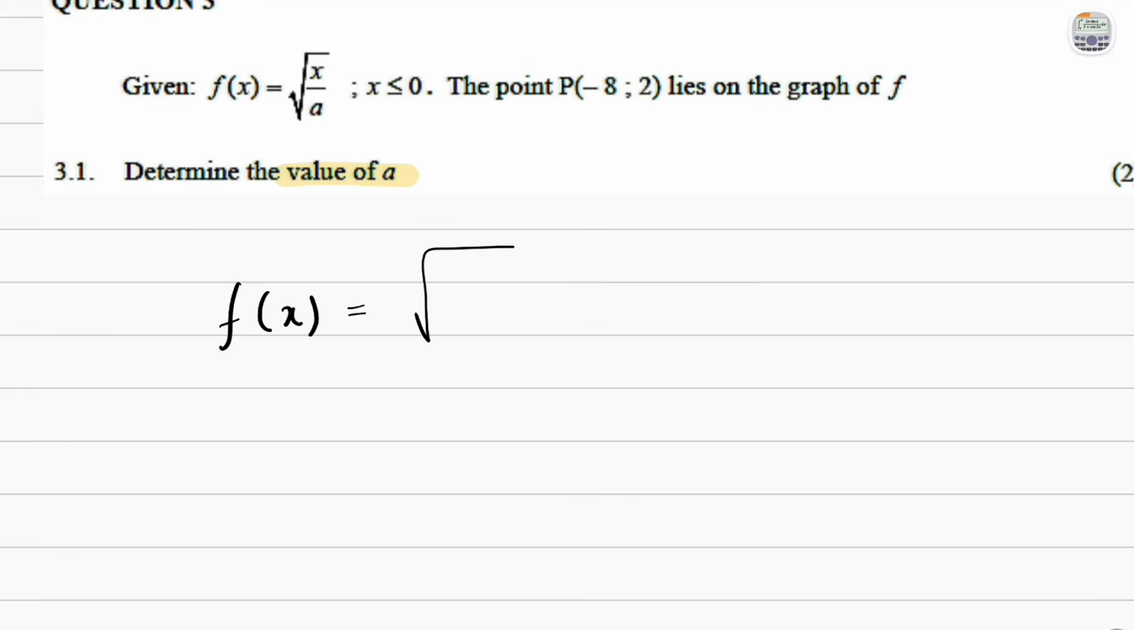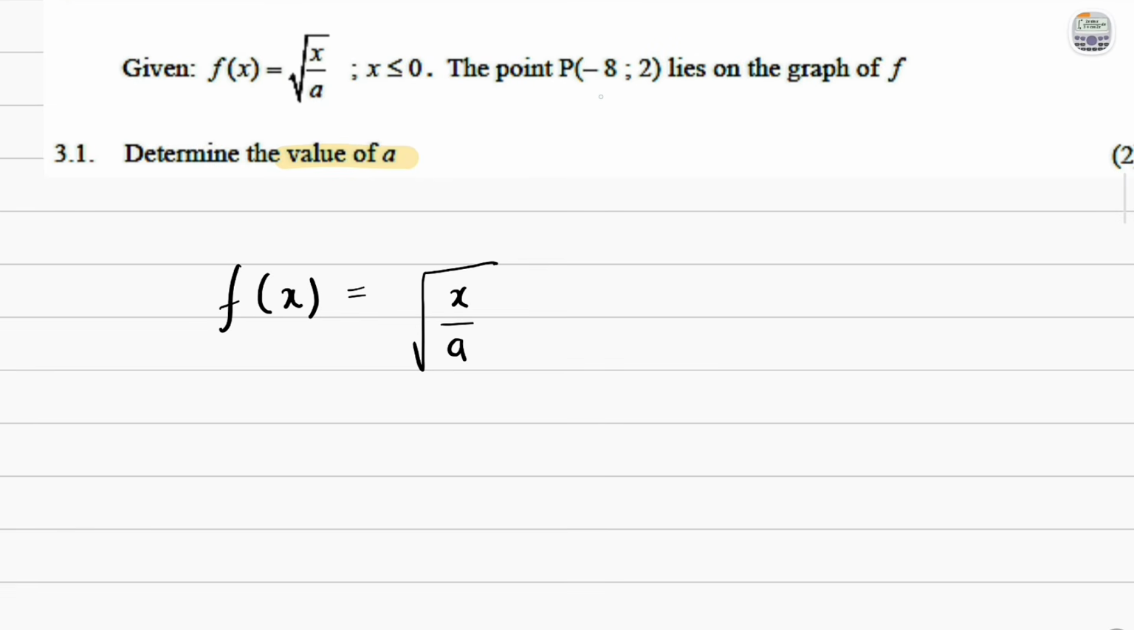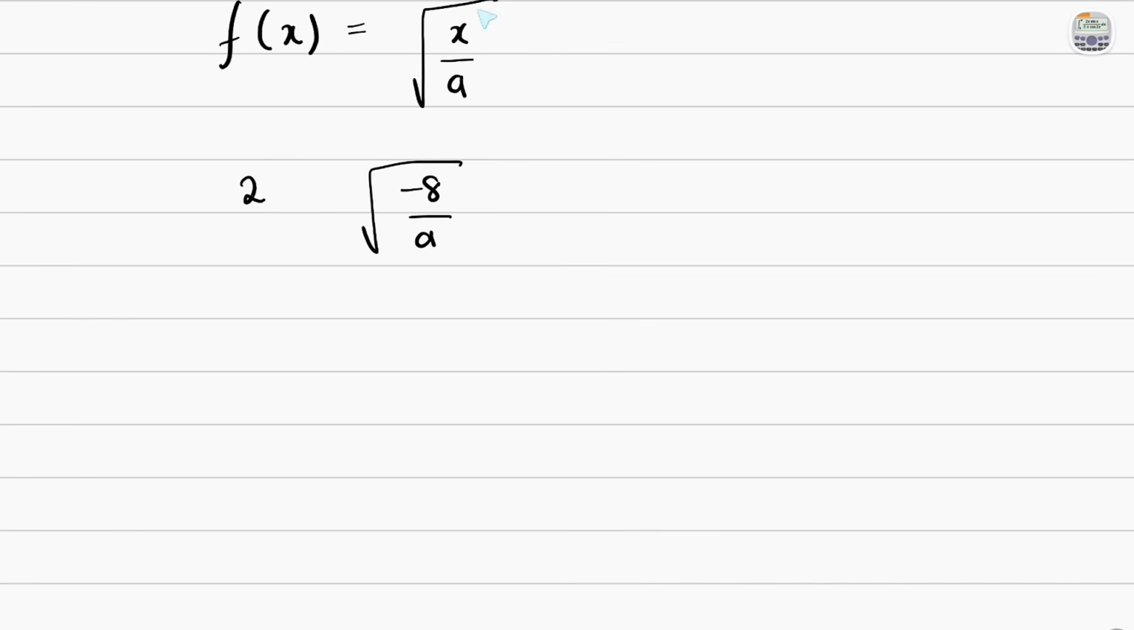So if we have the square root of x over a, and P is a point that lies on this graph, so the x value is negative 8 and the y value is 2. So 2 is equal to the square root of negative 8 over a. So to solve for a, we can just square both hand sides to get rid of the square root. And now we have 4 is equal to negative 8 over a.